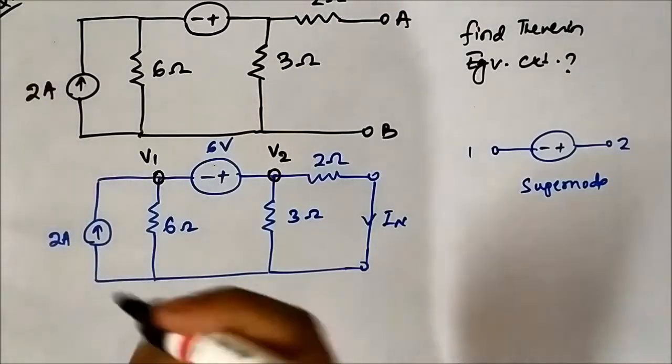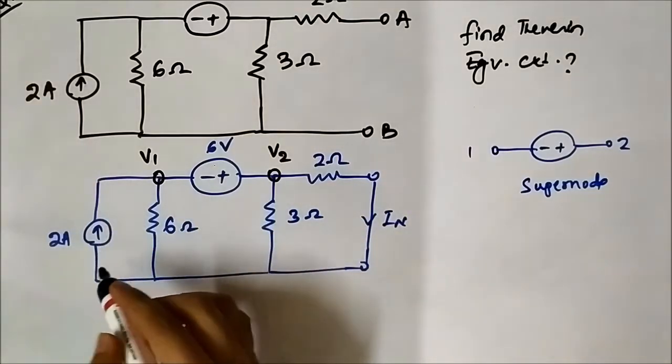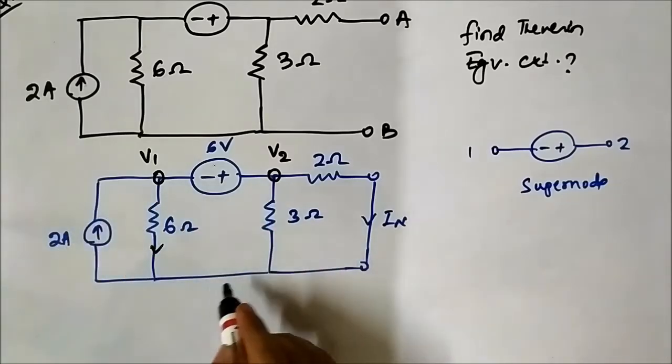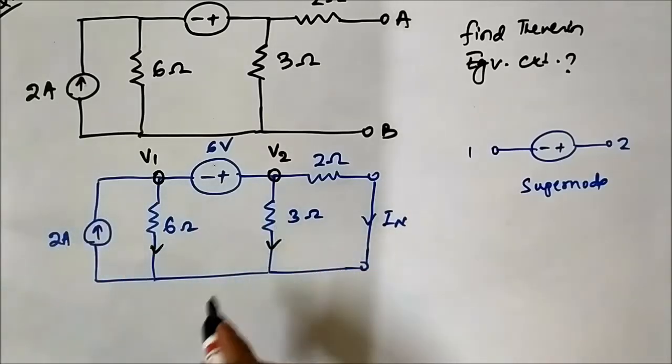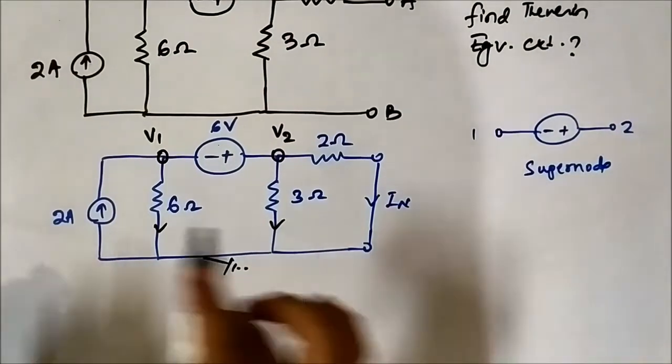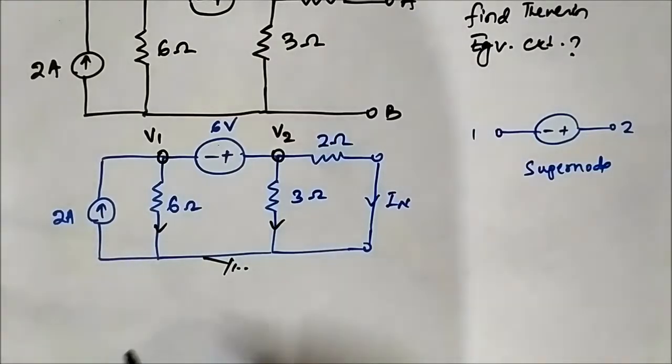Let us assign the current directions. Let's say this is 2 ampere. Let's say this is going downwards. This is also going downwards. This is ground. So here the KCL equation will be applied directly.